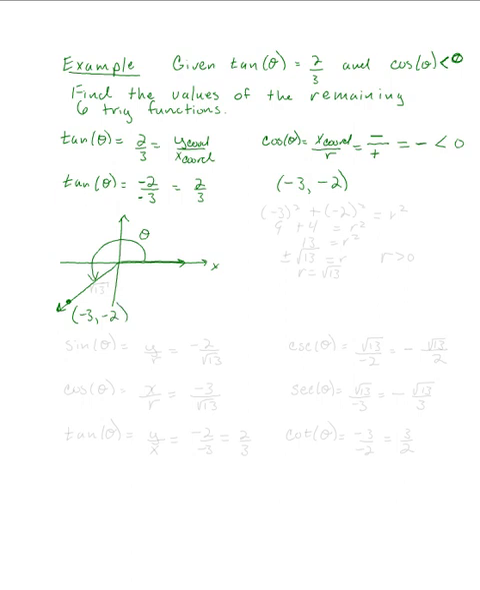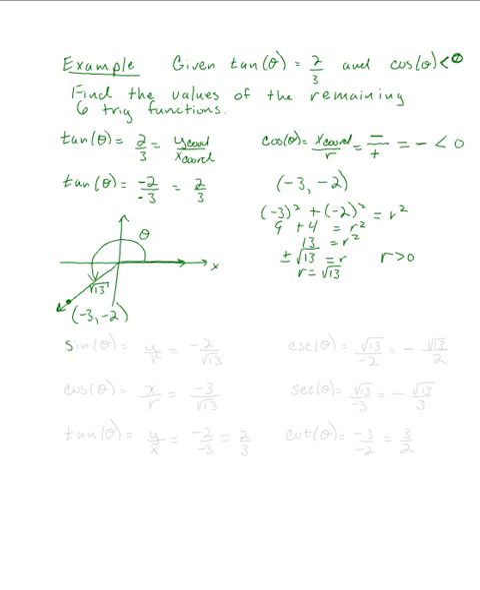The point is -3, -2. So again, we need to know what r is. So we're going to say -3 squared plus -2 squared equals r squared. It's 9 and 4. R squared is 13. R is plus or minus the square root of 13. Again, r is always positive, so I know r is positive square root of 13. Okay, and now we're ready to go again. We know what x, y, r, and theta are.